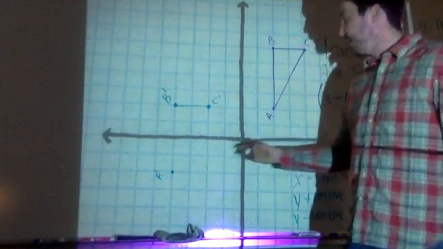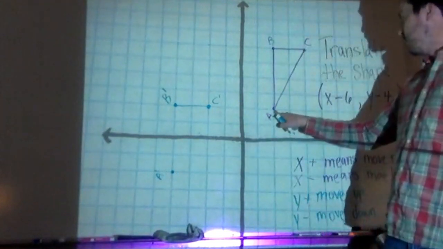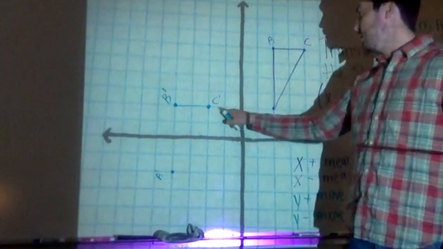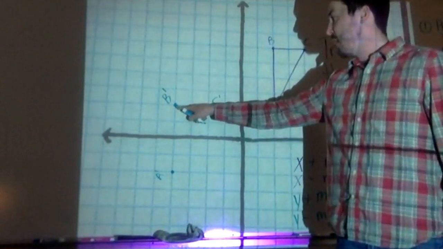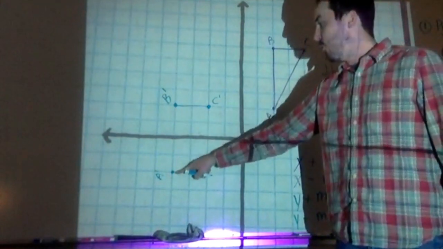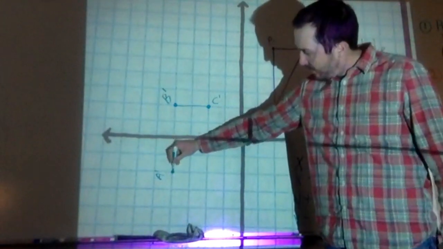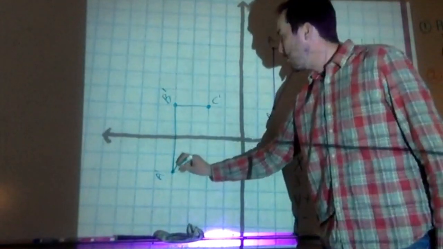Now let's see if that's in the right spot. I should move to the left 6. 1, 2, 3, 4, 5, 6. And move down 4. 1, 2, 3, 4. And I am back on that point.